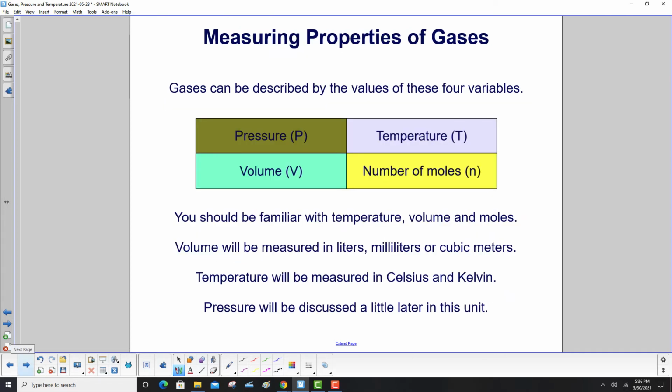Gases can be described by the values of these four variables: pressure, abbreviated as P, volume, V, temperature, T, and number of moles, a little n. Hopefully you're familiar with temperature, volume, and moles. Volume is measured in liters, milliliters, or cubic meters. Temperature will be measured in Celsius and Kelvin, and most of the equations require you to use Kelvin. We're going to discuss pressure a little later in this unit.